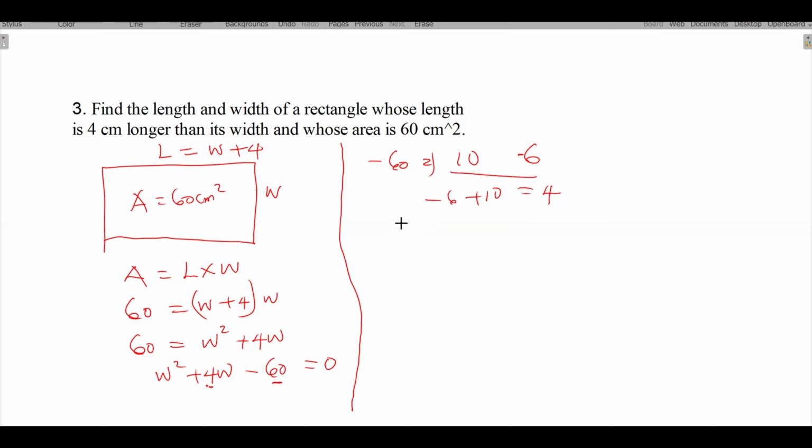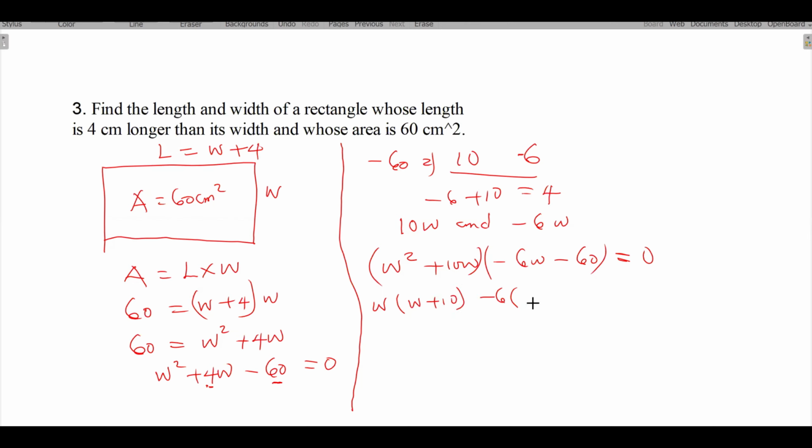So that means the factors are 10W and minus 6W. So in other words, I will replace this 4W with these two factors. So I will say W squared plus 10W minus 6W minus 60 equals 0. So I now group them into 2. What's common here? W is common. W plus 10. And minus 6 is common here. W plus 10 equals 0. So W minus 6, W plus 10 equals 0.